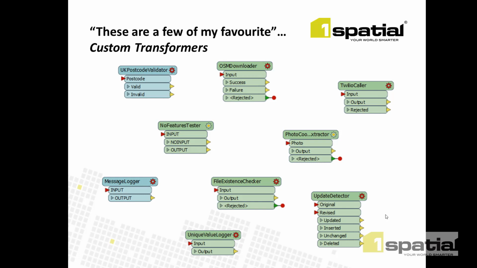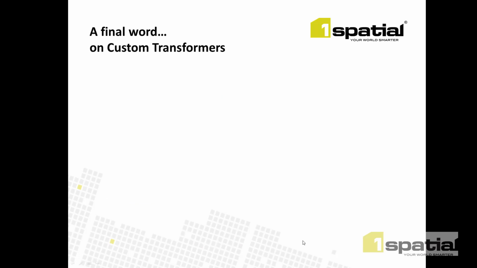And then the file existence checker is also very useful, particularly when you're scheduling a service or a process to run overnight, and you need to first of all identify that the file or the data that you're working with is available. So that's a handy little custom transformer to use.